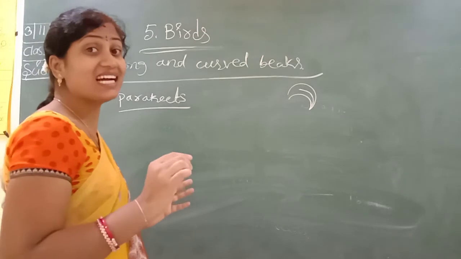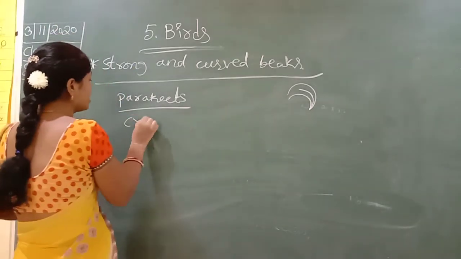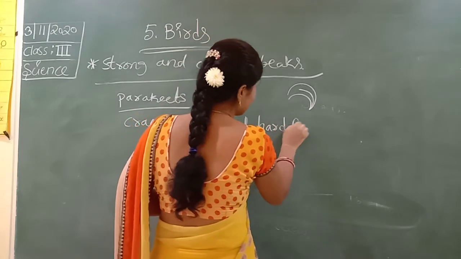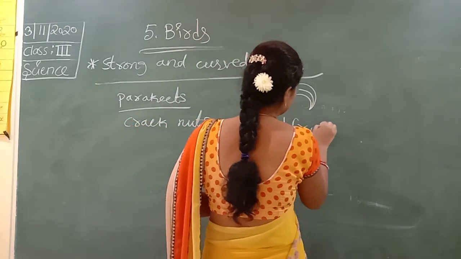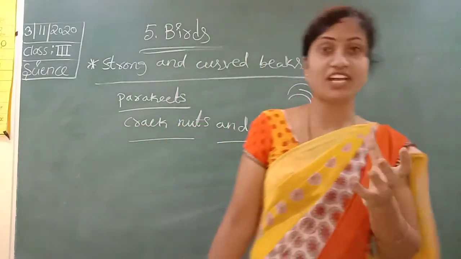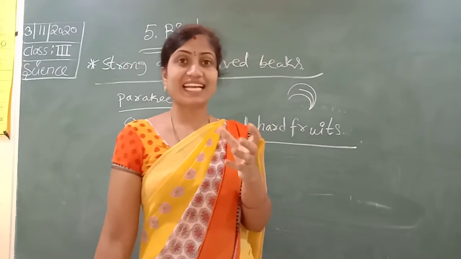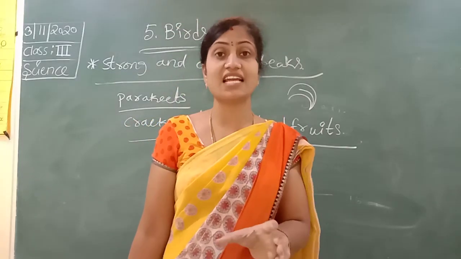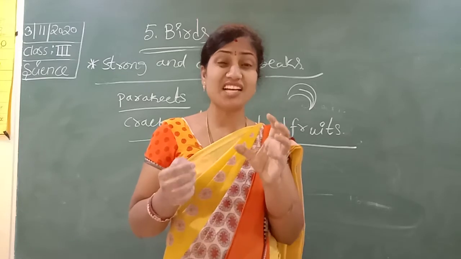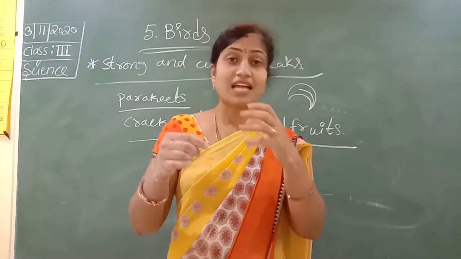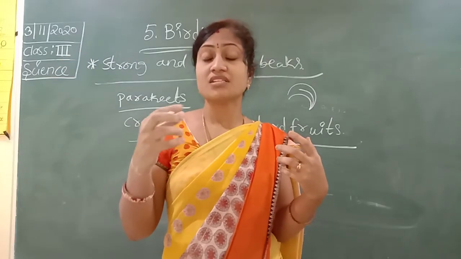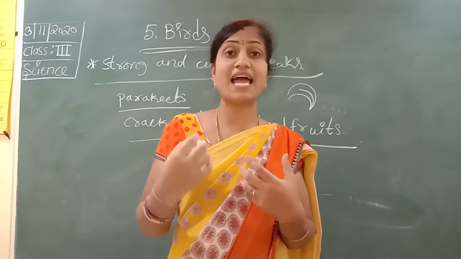This parakeet cracks nuts and hard fruits. Guava, we know very well. When a parrot eats guava, the fruit looks very red inside, reddish, pink or red inside, which means the parakeet has eaten half of the fruit. On the trees only, some fruits are eaten by the parakeets.